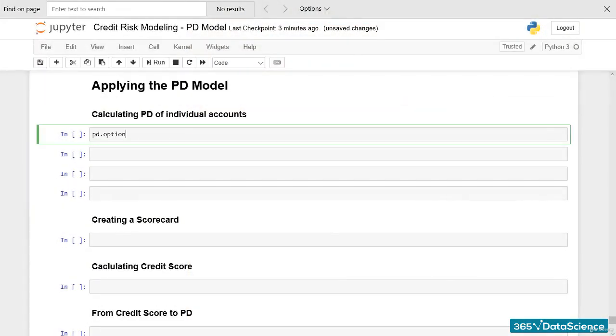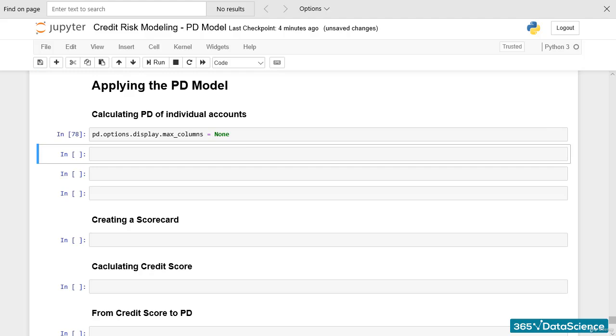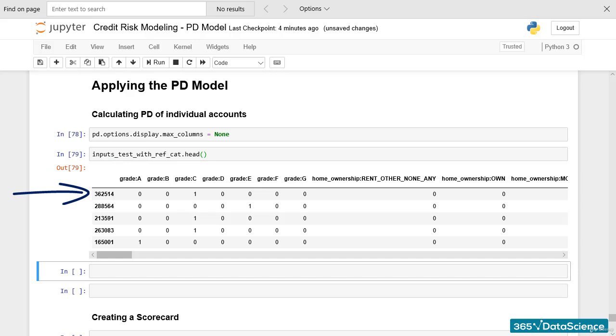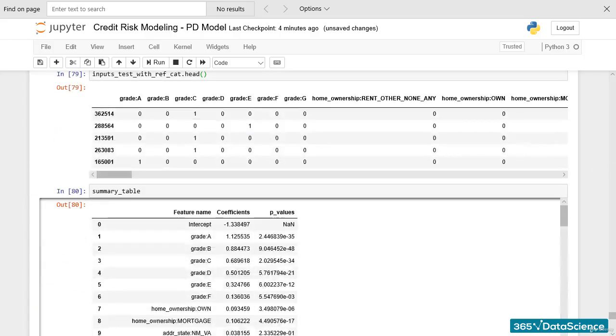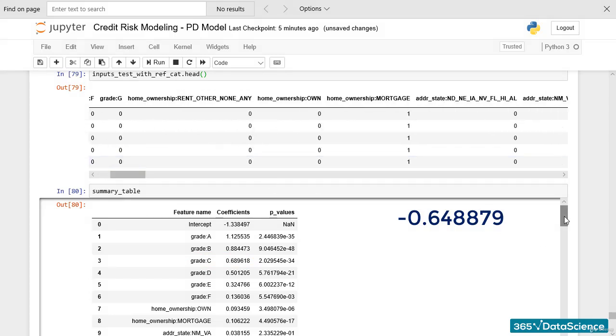It's time to check out how it's done with a practical example. We'll use the Inputs Test with Reference Categories data frame. Let's take the first observation from this dataset. Its index is 362514. First, we take the intercept. It's minus 1.338497. Then the external grade of this observation is C. We add its respective coefficient, or 0.689618, to the intercept to get minus 0.648879. Next, we look into home ownership status.